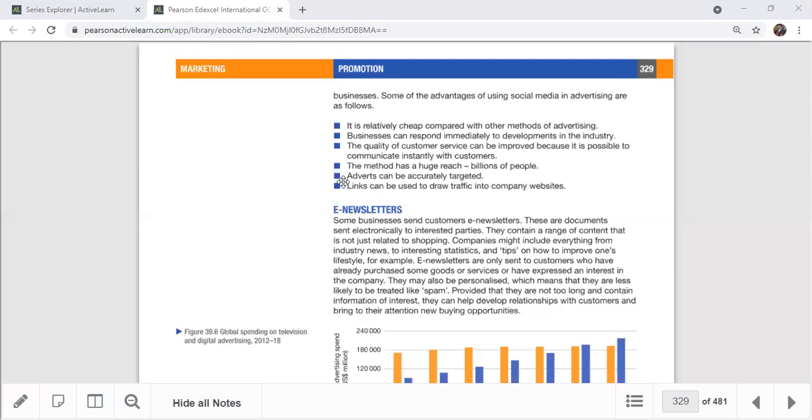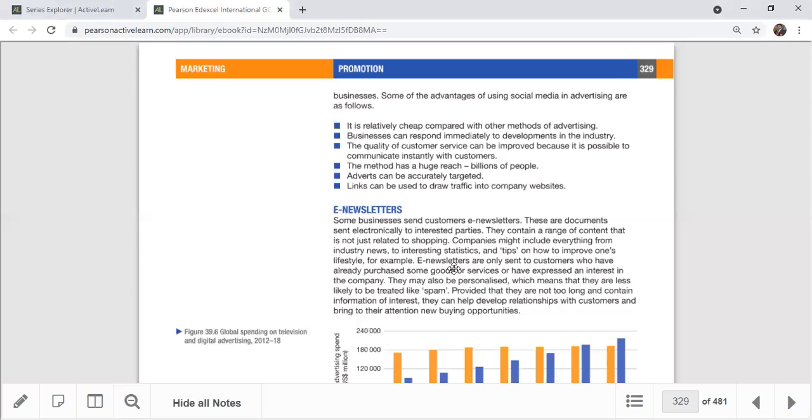Like a method of huge reach. Huge reach means a large audience. Billions of people are using it. This is a large platform. That's another thing. And also, adverts can be accurately targeted for a young crowd, or ladies, or even children. So many markets are opening up. So targeted advertisement is possible. And finally, links can be used to draw traffic into the company websites. Ads and pop-up advertisements are possible.